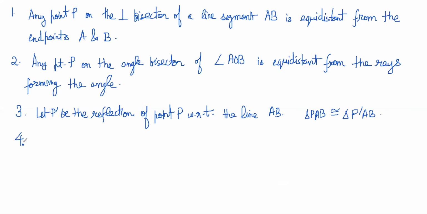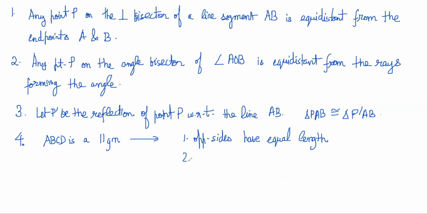Fourth one is, ABCD is a parallelogram. Prove that one, opposite sides have equal length, and two, diagonals bisect each other. These two things.